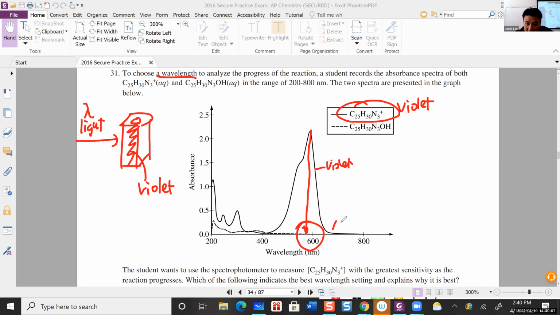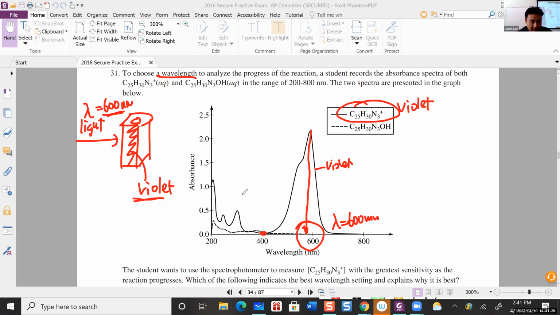So that is the wavelength that you want to use, about 600, because 600 nanometer light is highly absorbed by this violet compound. Imagine if you use 400 nanometers, then the violet compound does not absorb light at 400 nanometers. You're not going to get any absorbance. It's going to be zero. So picking the right wavelength is super important.